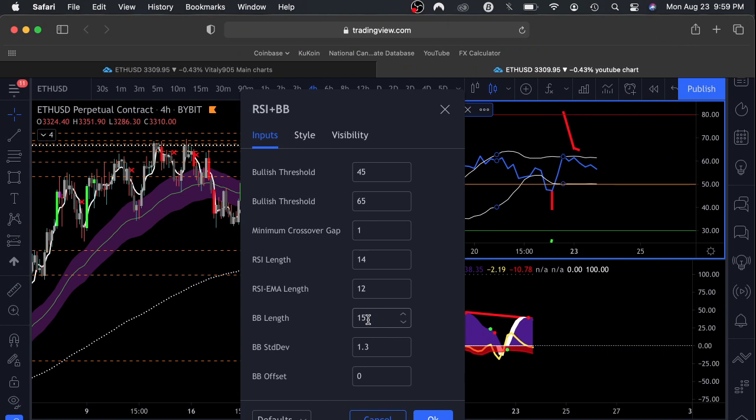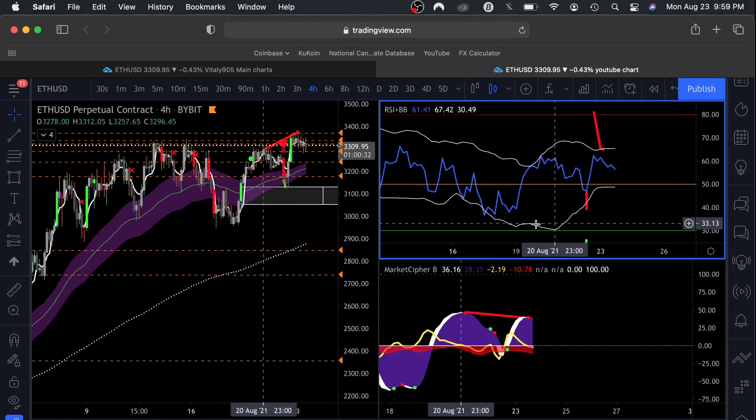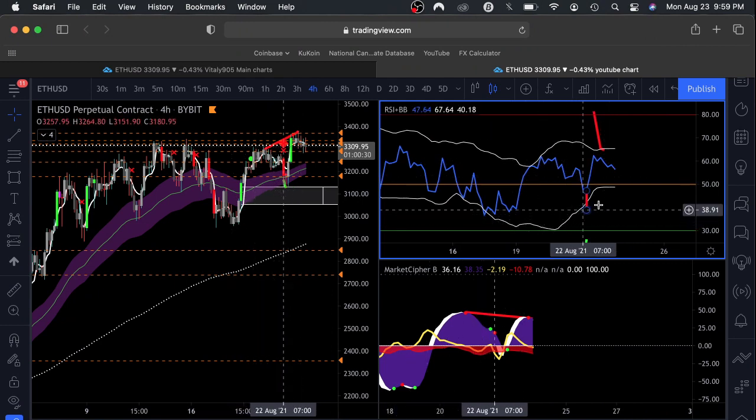So this right here, I'll use a 22, and this is 2. And then RSI length is 14. That's the default setting. Even if you use just the RSI, 14 is the default setting, so I just keep that. Now my bands just went a little bit wider, so that's how I like to use it.